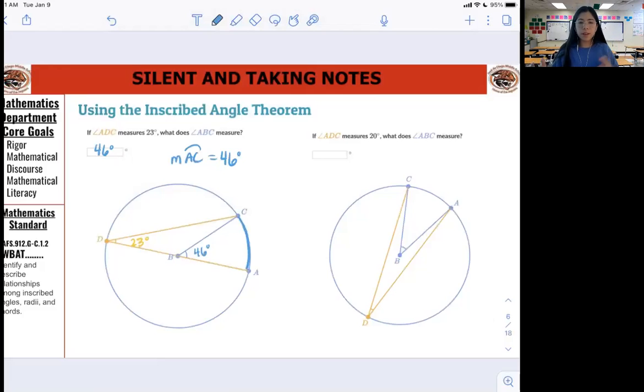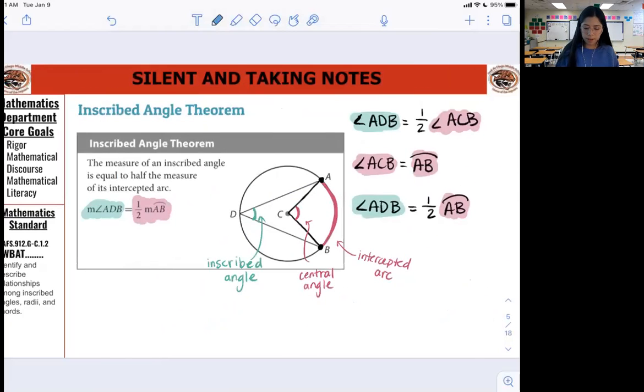So just remember, the central angle is the same measurement as the arc that it intercepts. That's the most important thing right here. This thing I wrote in the middle, most important thing. The central angle and the intercepted arc are exactly the same. Central angle and intercepted arc.